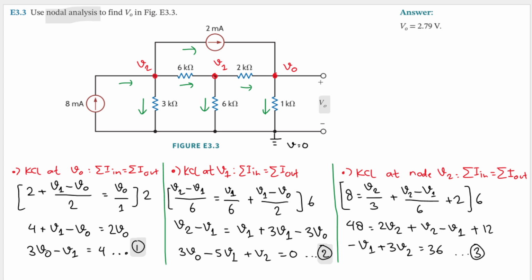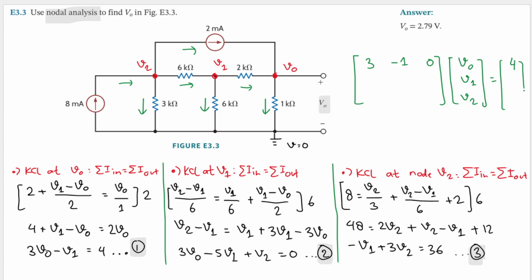Now we have equation number 3. So we have 3 equations and 3 variables. We should be able to solve it. We can use the calculator by putting in the matrix of these equations. Let's put it in. So we will have 3 and minus 1, and then 0. Remember that we have 3 variables, which are V0, V1, and V2. And on the right hand side, we have the result of each of the equations. And here we have 4.